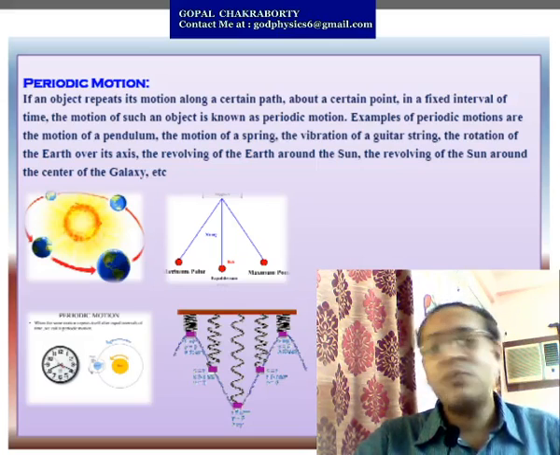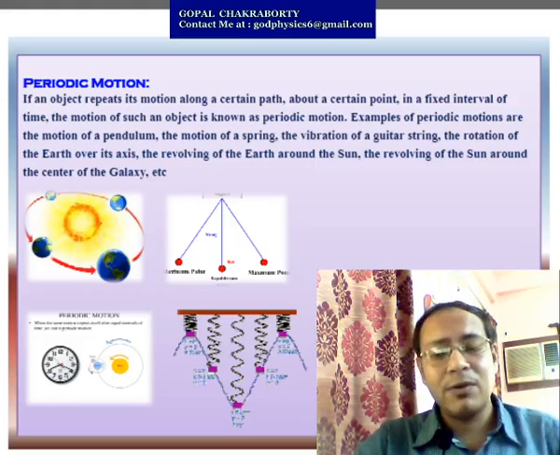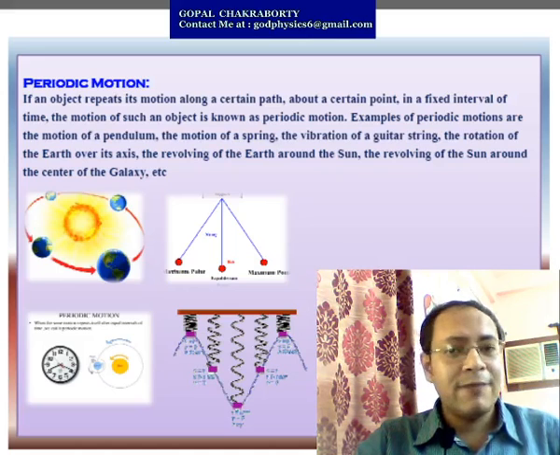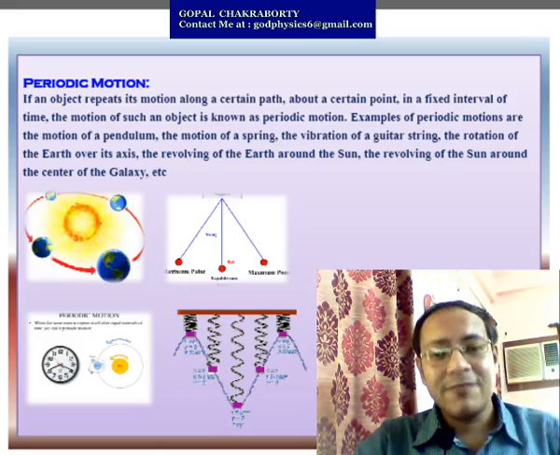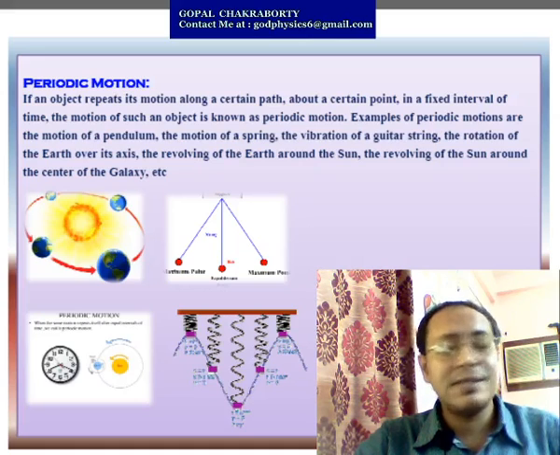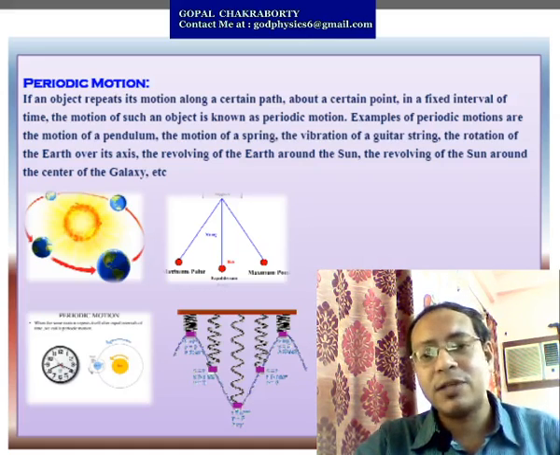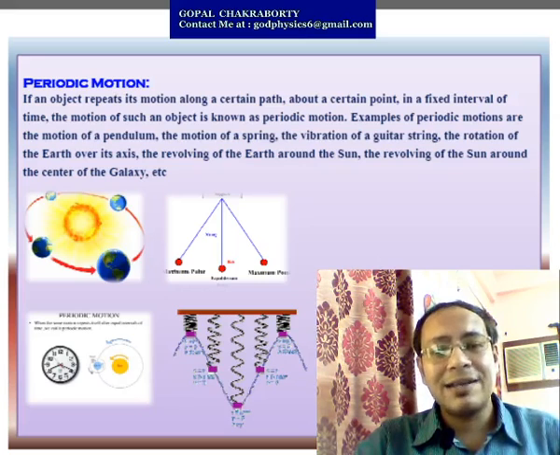Or the motion of a pendulum. The pendulum oscillates from the midpoint to the left and again from the midpoint to the right. So again, after a certain interval of time, it crosses a particular fixed point. This is another example of periodic motion. Or the motion of the earth around the sun, this is also a kind of periodic motion. Or the motion of a vibrating spring.